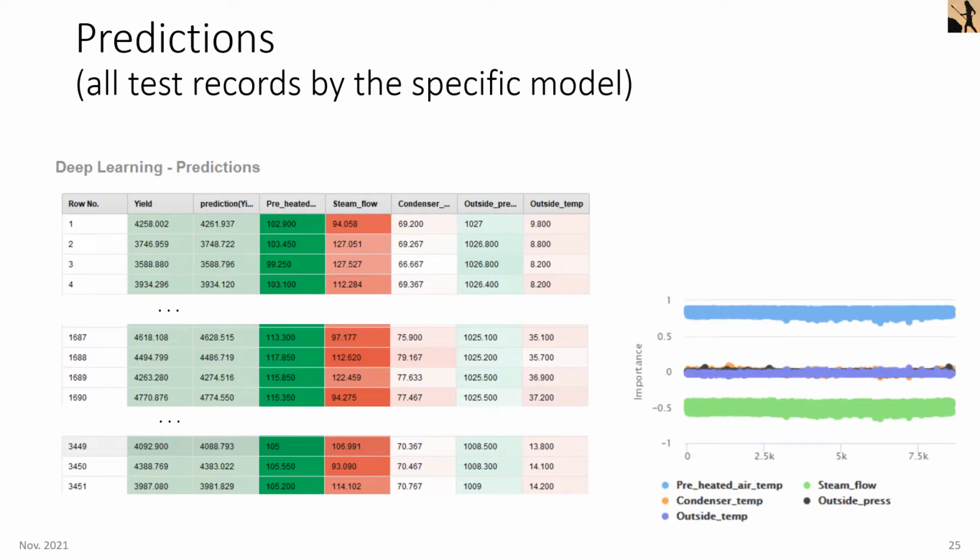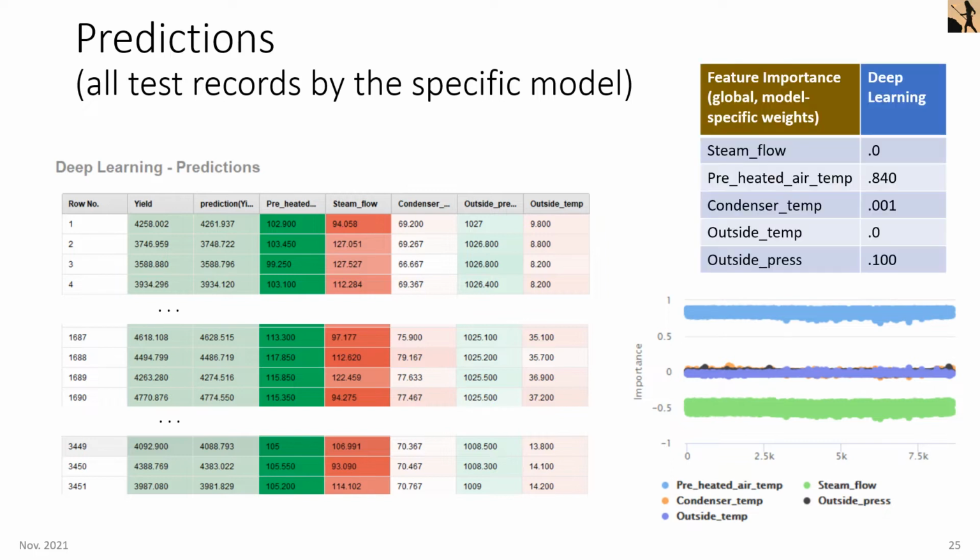You can see the distribution is like this. On the top, the preheated air temperature distribution is very much like that. And these are all the testing records they have run. So they come up with this distribution, and they can then summarize them to become this model-specific weight for deep learning.